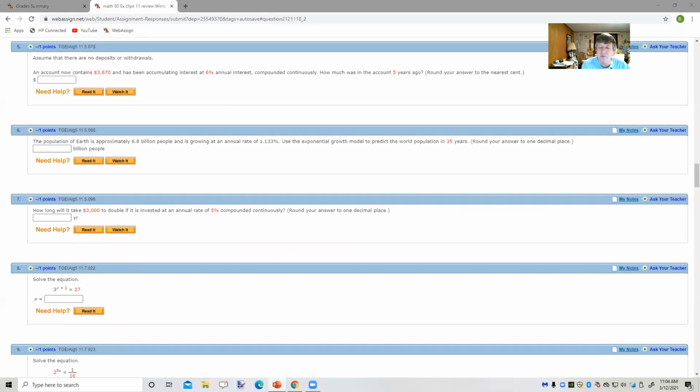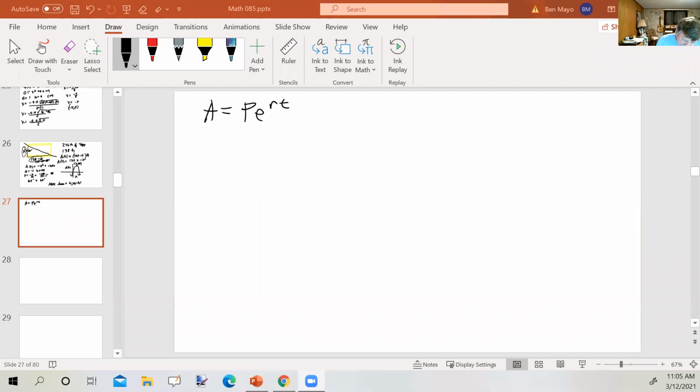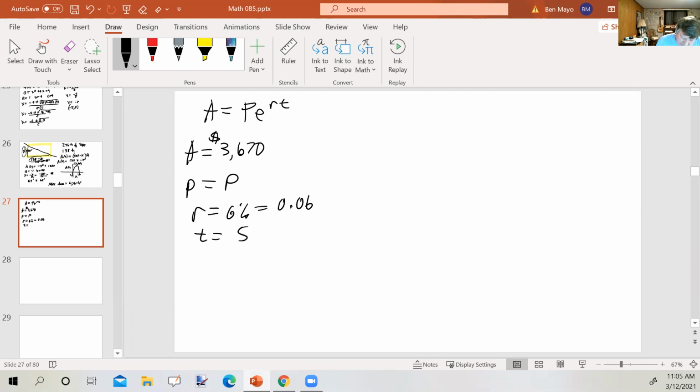All right, so we need to be careful. This has the present value taking us into the past. Since the interest is compounded continuously, we're going to use A equals P times e to the RT power. The account now contains $3,670. How much was in the account 5 years ago? So we don't know that. The interest rate was 6% or 0.06, and the time was 5 years.